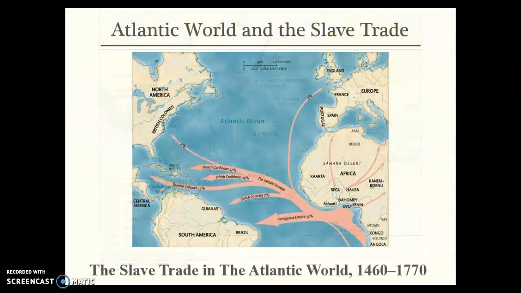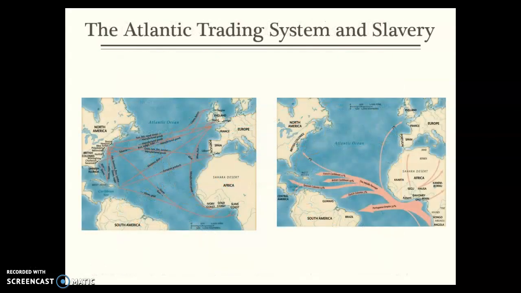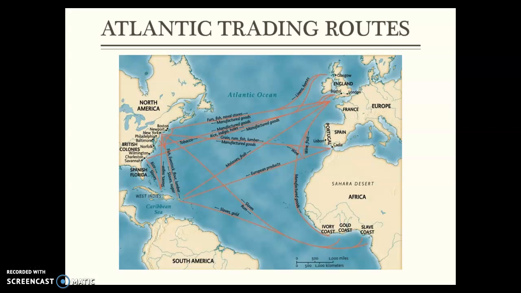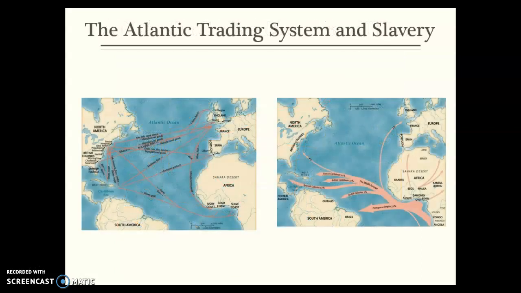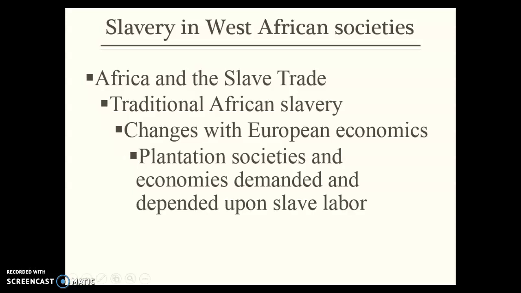Here's some more views from this. So just some more images, which you can see. This one shows especially everything that's going through in the different areas. So slavery in West African societies. Again, remember to take a look at the required websites. There's a lot on this.